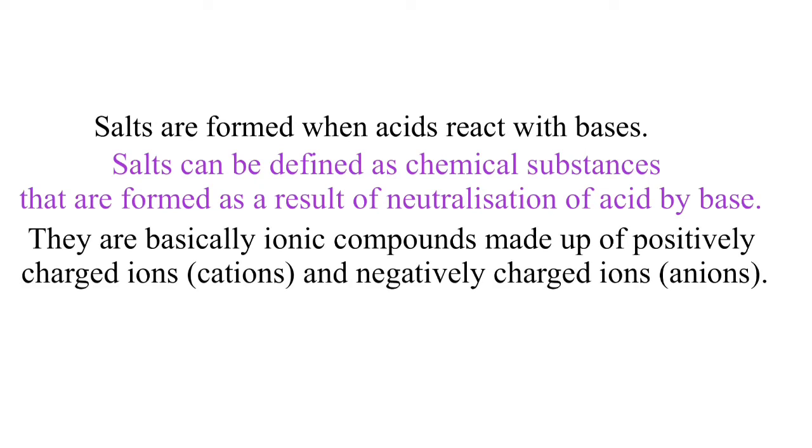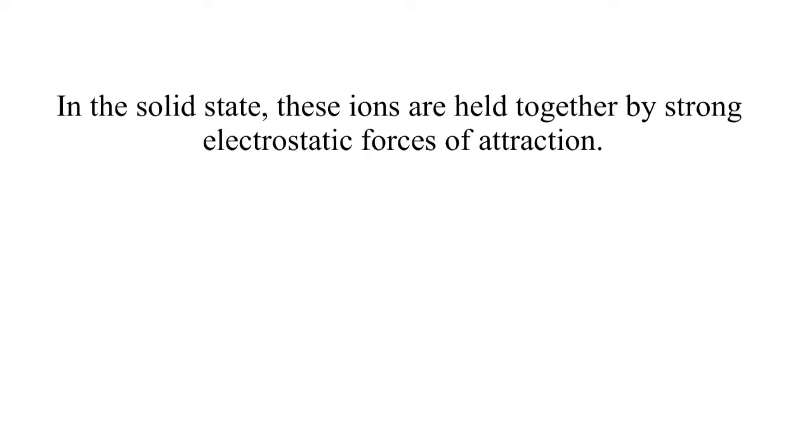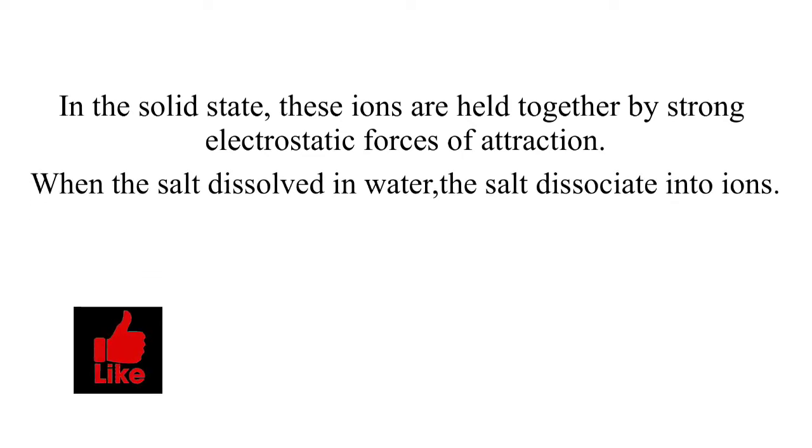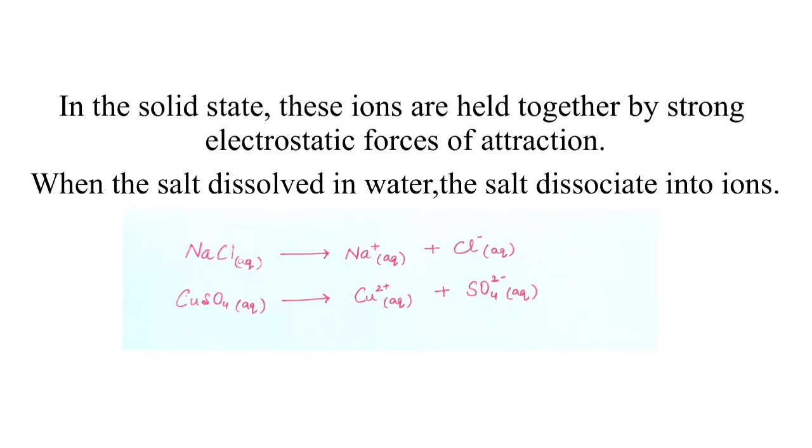Now these are basically ionic compounds made up of positively charged ions that are called cations and negatively charged ions that are called anions. In the solid state, these ions are held together by strong electrostatic forces of attraction. When these salts are dissolved in water, they dissociate into ions. For example, NaCl, sodium chloride, in aqueous solution dissociates into sodium ions and chloride ions. In the same way, copper sulfate in aqueous solution dissociates into copper ions and sulfate ions.